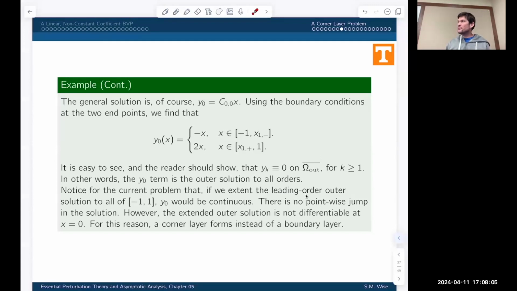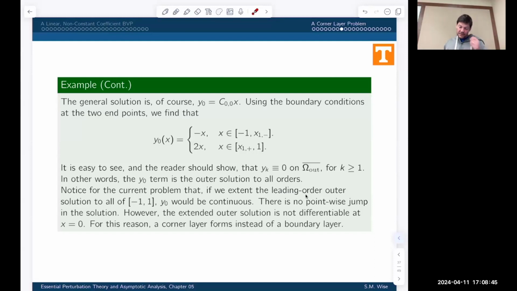But now something interesting also happens. Because these are both linear in x, we can show that to all orders k bigger than 1, little yk is equal to 0 in the outer solution regions. That's kind of an interesting feature. So that means that y1 is 0, y2 also 0. So this is the asymptotic approximation to all orders, right? There's nothing else to add.